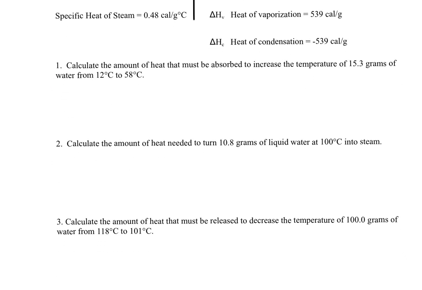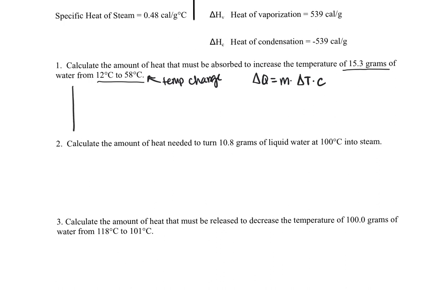So if we look at this first problem, we read through it. Calculate the amount of heat that must be absorbed to increase the temperature of 15.3 grams of water from 12 degrees to 58 degrees. What you see there indicates that you have a temperature change. You are provided with an initial and a final temperature. That's your hint that this is going to be a temperature change problem, meaning the equation that we use is m times delta T, change in temperature, times C.